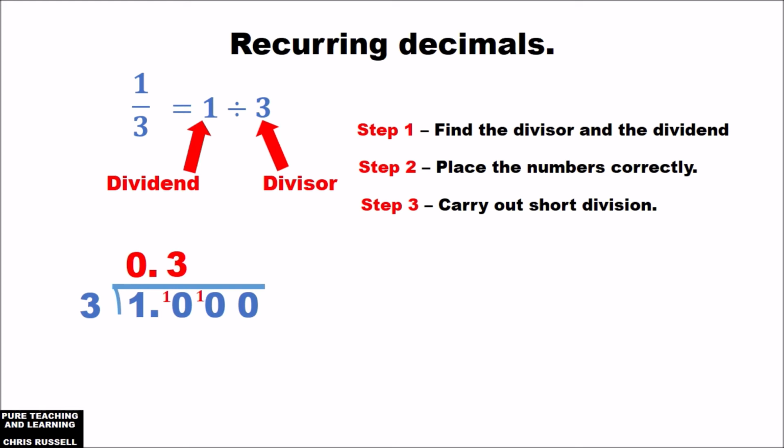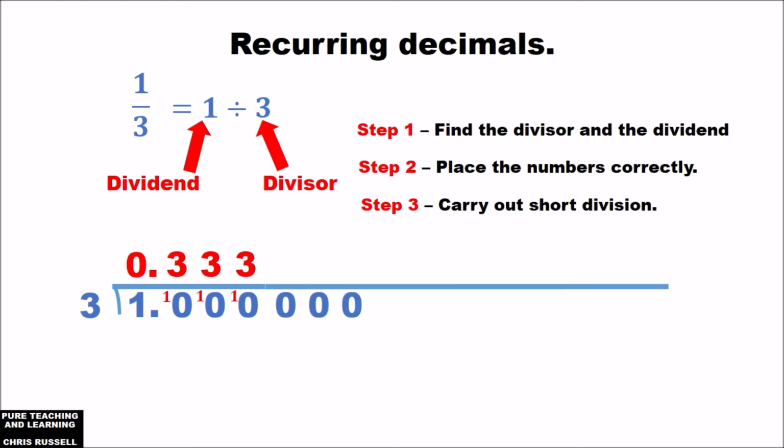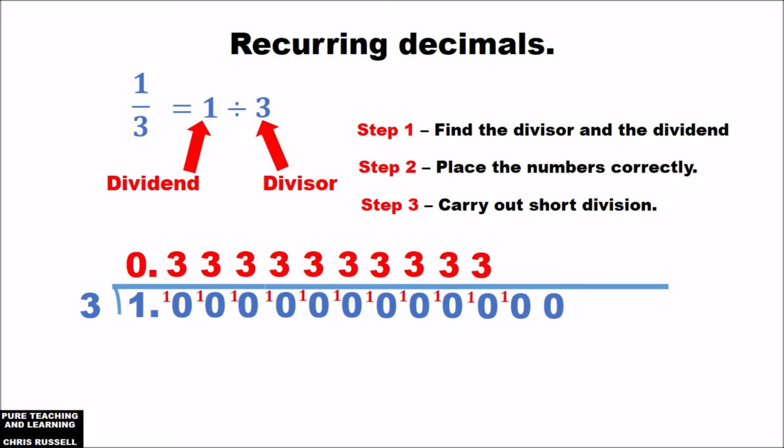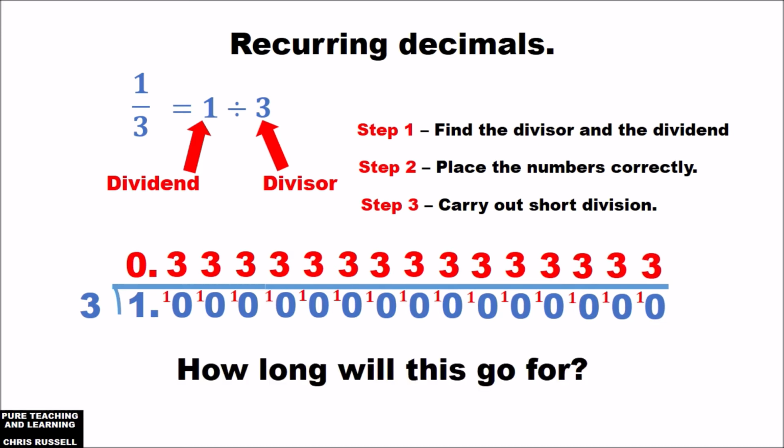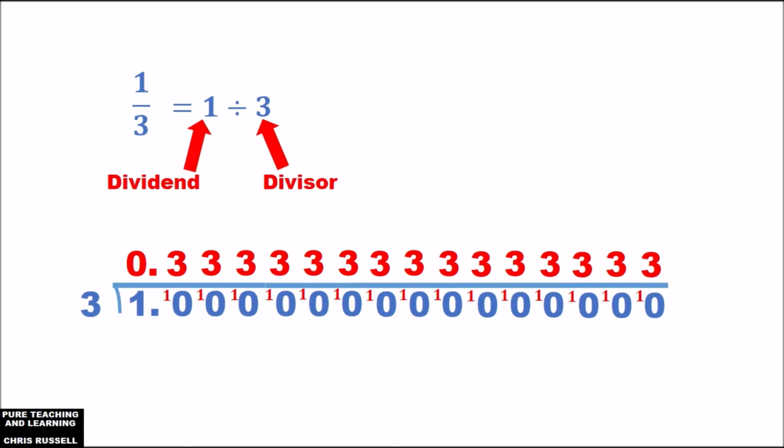Again. How many 3's go into 10? 3. What's the remainder? 1. How many 3's in 10? 3. Let's see what happens. We've extended the line, and it seems to keep going. It's still going. What do we do? It's still going. How long will this go for? Okay, well, we better put a stop to this, or we'll just have to keep going forever.